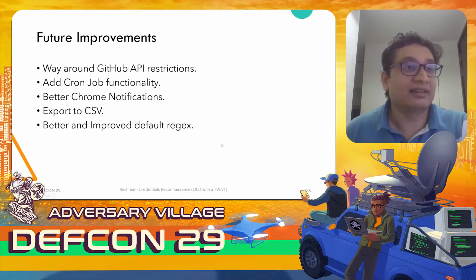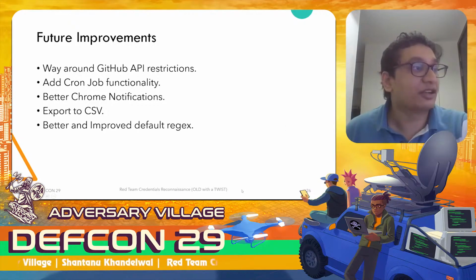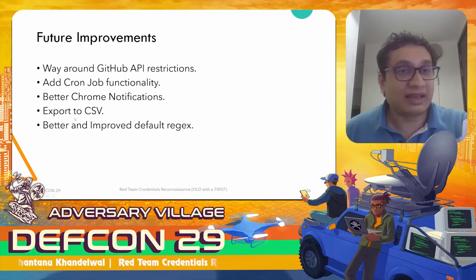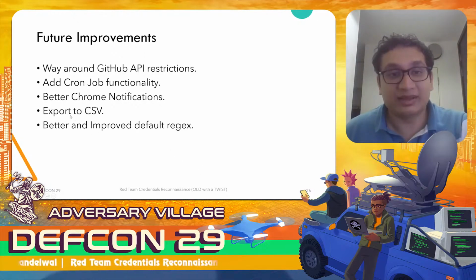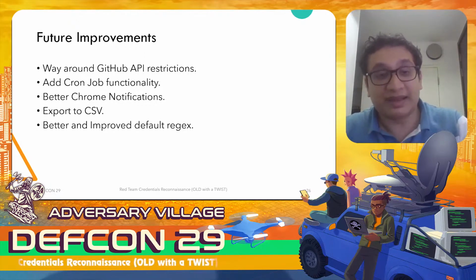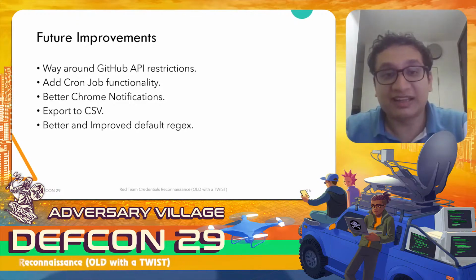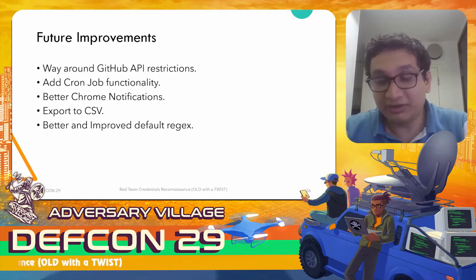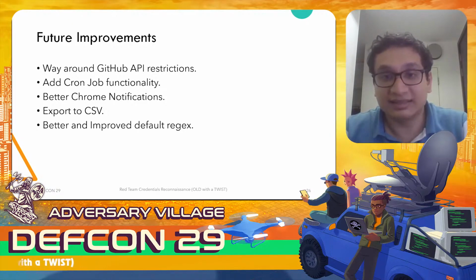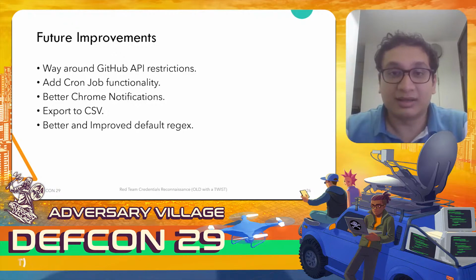So I can run it in the background, and it will keep searching after every 1 hour, for example. And anytime there is a cred leak, I can quickly get a notification on my desktop. We can have an export to CSV because that's very important, since sometimes we need CSV to show to the management. We can also think of adding more regex. So if the community wants, they can add more regex and keywords, and then we can have multiple keywords and regex for people to use in the future.